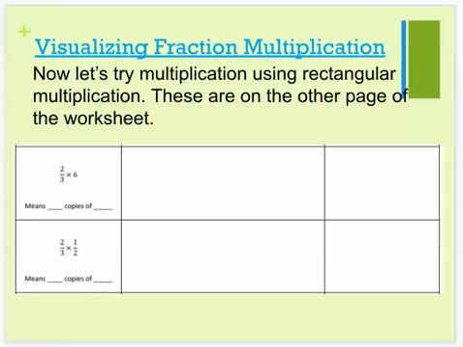The other side of that worksheet is rectangular multiplication with fractions. So you want to do 2/3 times 6, and then 2/3 times 1/2. So on the first problem, 2/3 copies of 6. So you're going to model 6 wholes and then take 2/3 of it. On the second one, you're going to model 1/2, and you're going to take 2/3 of it.